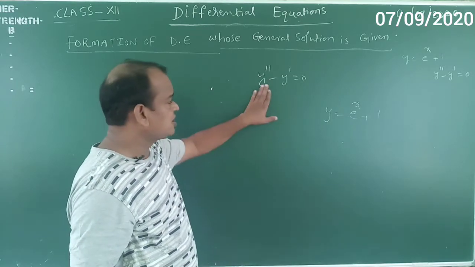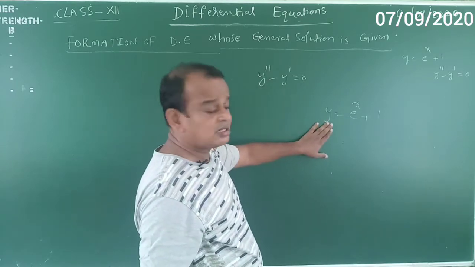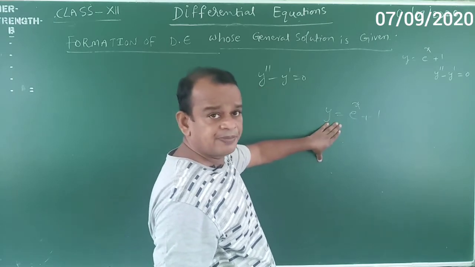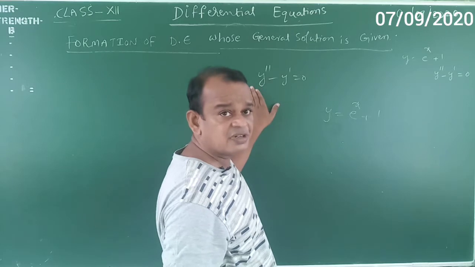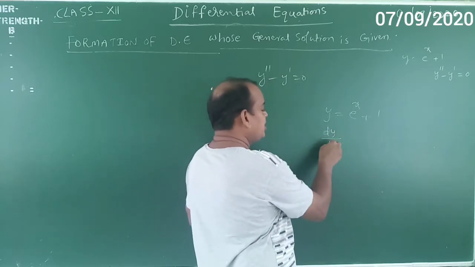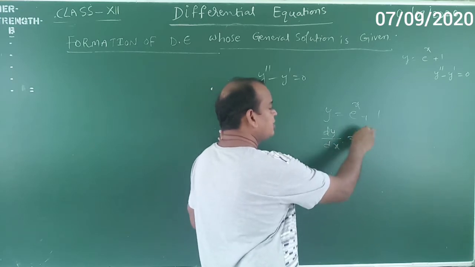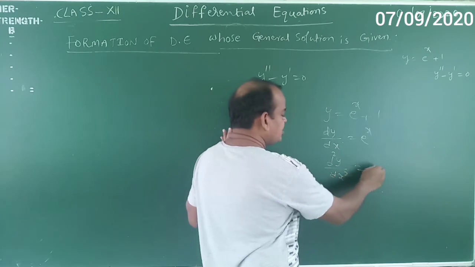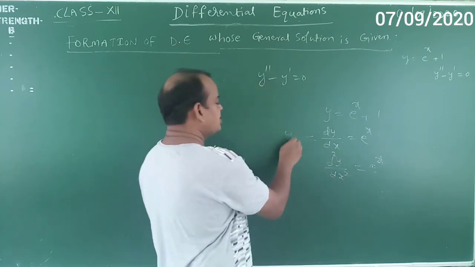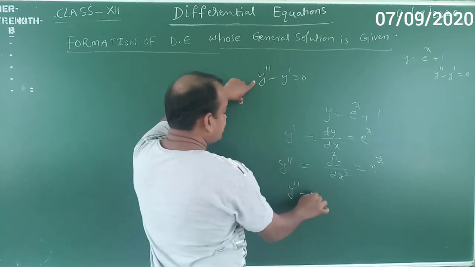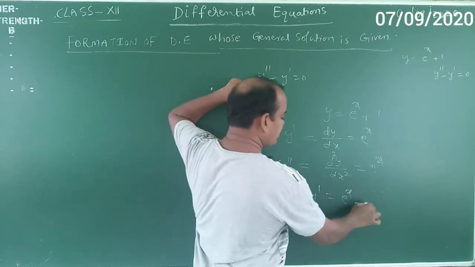Here the differential equation is given, and the curve is given. Is this the solution for this differential equation or not? Observe that. Now find the two-time differentiation. dy by dx is equal to e power x, the derivative of e power x plus the derivative of 1, which is 0. d square y by dx square is e power x. This is y dash, this is y double dash. Now substitute here. y double dash minus y dash is equal to e power x minus e power x.